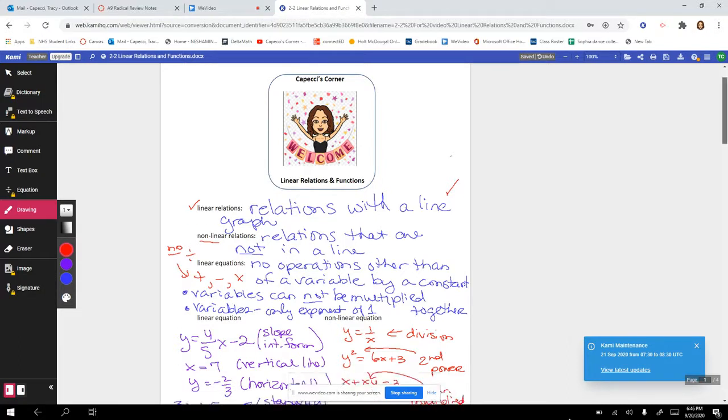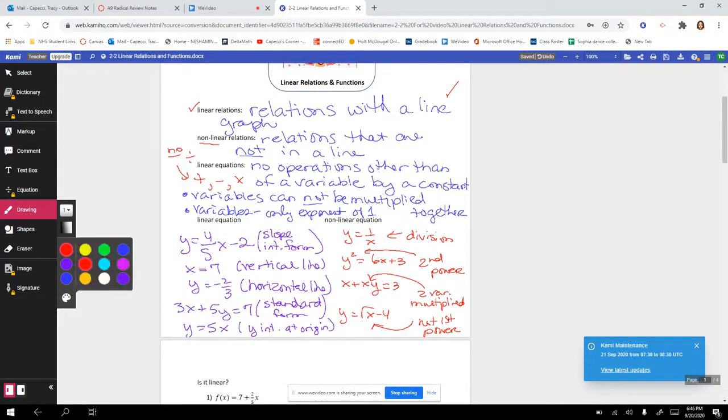Now, when we're talking about linear equations, we're talking about lines. So they can have addition, subtraction, and multiplication. We cannot have division in linear equations. We also know that variables cannot be multiplied together. Variables can only have an exponent of 1. So we have some examples here.